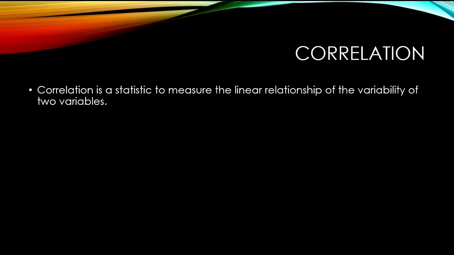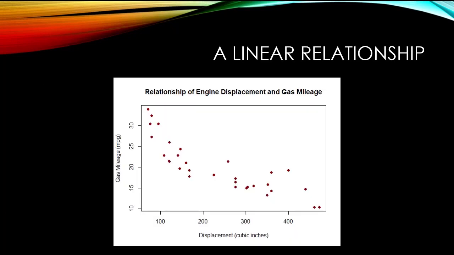Here's where correlation comes to the rescue. Correlation is a statistic to measure the linear relationship of the variability of two variables. Before we go further, I had better tell you what we mean when we say linear relationship. We've already looked at a couple examples. Here's one. A linear relationship is one in which the points on the scatter plot follow the same trend as a line that slopes downward, as it is here, for a negative relationship, or slopes upward for a positive relationship.